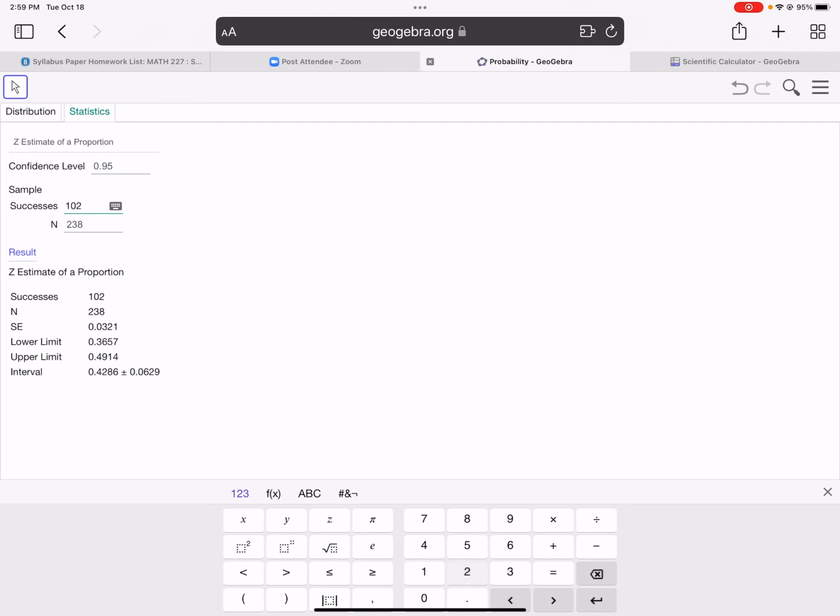Now you see that the lower limit is 0.36, about 37, and the upper is 0.49. So in percent, that will be 37 to 49%. The last line, you see the interval, that is the point estimate plus minus the margin of error.